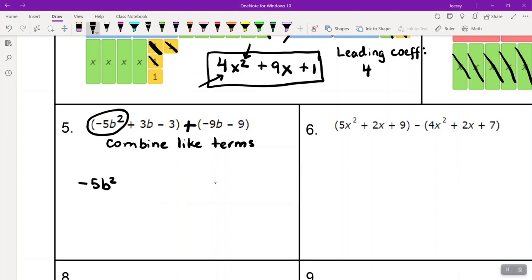How many linear terms do we have? Which ones are linear? Which one is a linear one? Give me an example of a linear term. 3b is linear, so I'm going to put a box to differentiate. What's another term that's linear? Negative 9b. Okay. So now either mentally or in your calculators, what's 3 plus a negative 9? Negative 6b. Now notice that I'm calling them quadratic terms, linear terms, and I'm going to talk about the constant terms. Which ones are the constants? And what's negative 3 plus negative 9?